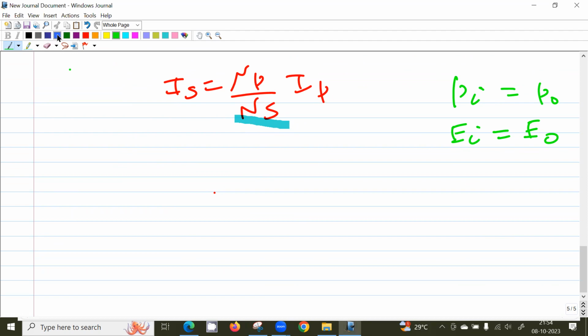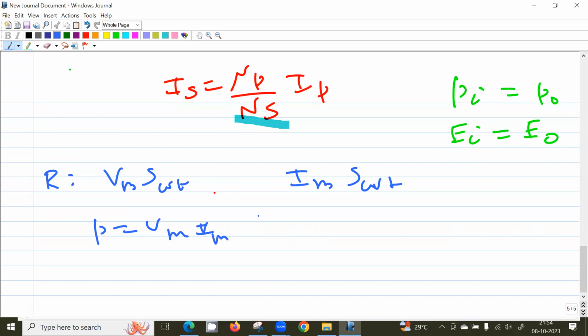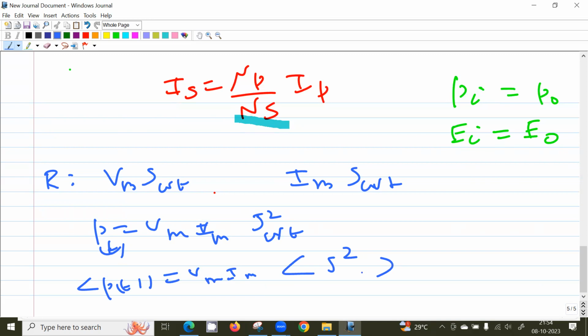In a resistor, if voltage is say Vm sine omega t, current will also be Im sine omega t. Then the power is Vm Im sine square omega t. So the power is function of time. So to get the average power, take the time average on both the sides. So that will be Vm Im, and then time average of sine square. Time average sine square is half. So this is Vm Im by 2, which is Vrms into Irms.